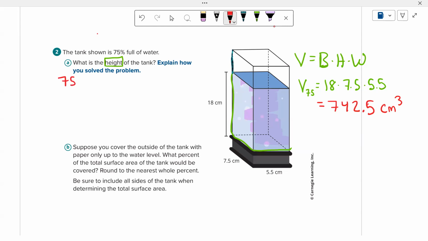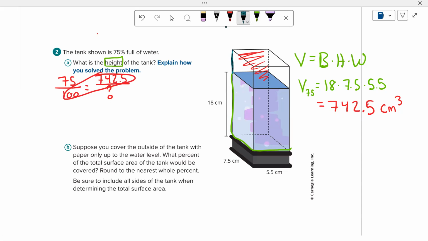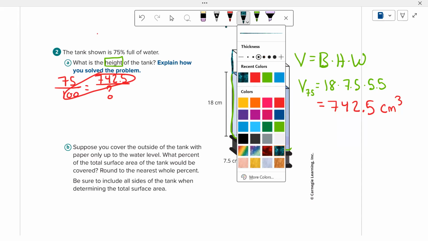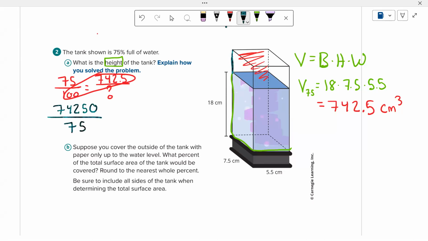We know 75% is equal to 742.5. And I don't know the original space, that little space I'm missing in between here. I don't know what that also is included. So we put a mystery symbol. So we do our math. We can cross multiply. We'll get 74250 divided by 75. And that will tell me the total volume of the tank.